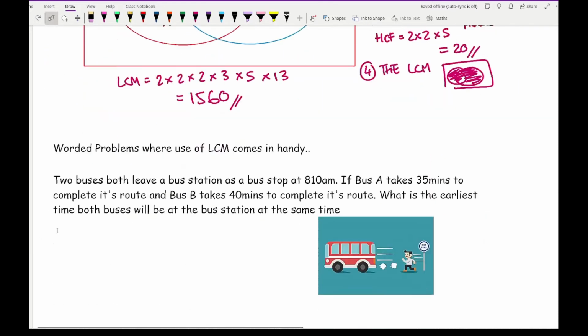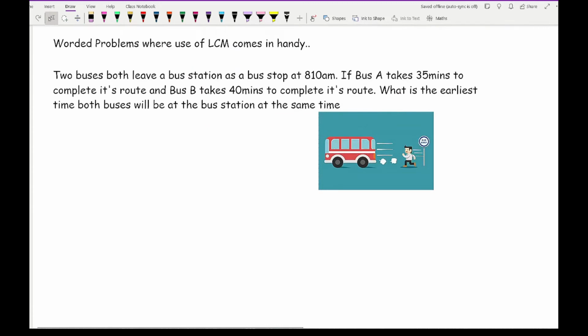And you might find that a much easier way of doing that rather than writing all the numbers in times tables out. So let's have a look at a worded problem where lowest common multiple comes in handy. This question says that 2 buses both leave a bus stop at 8:10. If bus A takes 35 minutes to complete its route and bus B takes 40 minutes to complete its route, what is the earliest time both buses will be back at the bus station at the same time? So here we need to find the lowest common multiple of 35 and 40. Again, you're looking for the smallest number that appears in both the 35 times table and the 40 times table.